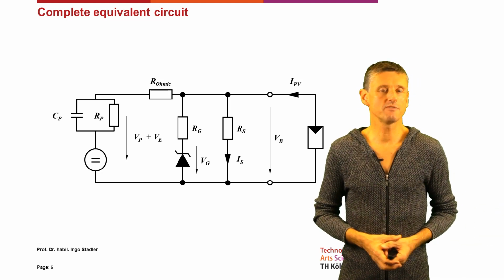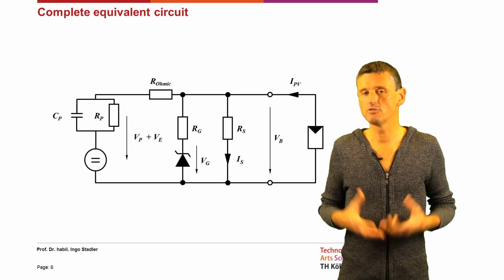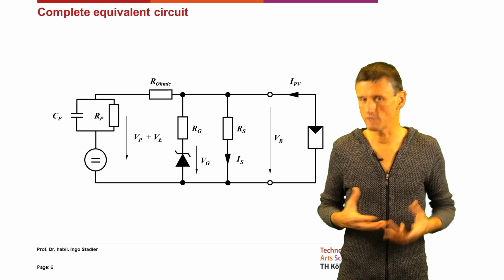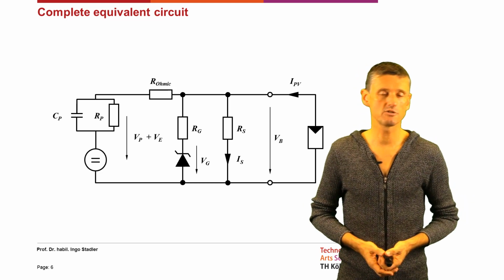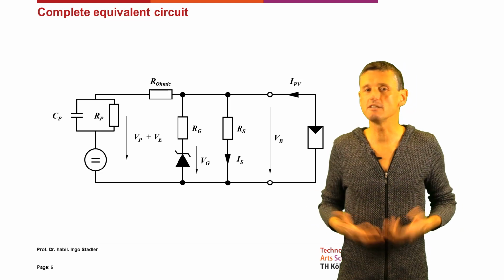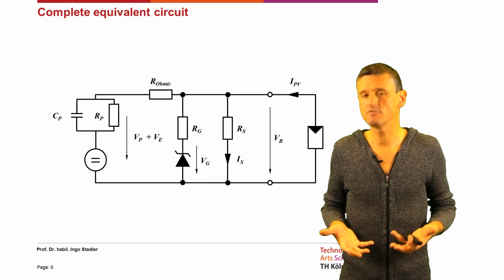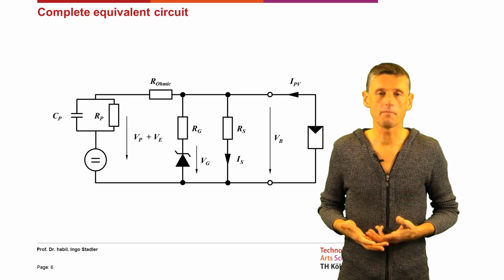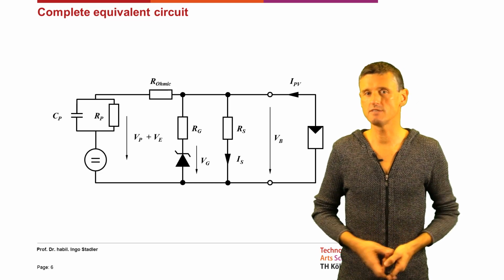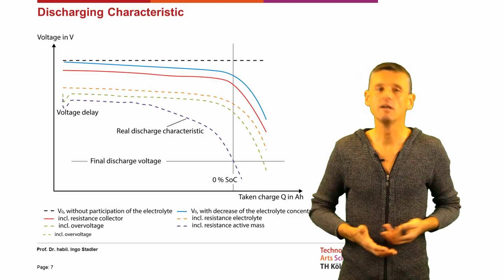And then we also have this RS, another resistance in parallel, quite a big resistance in that circuit, but it shows the self-discharge. For example, even when we don't have a load connected, we have a self-discharge of the battery.